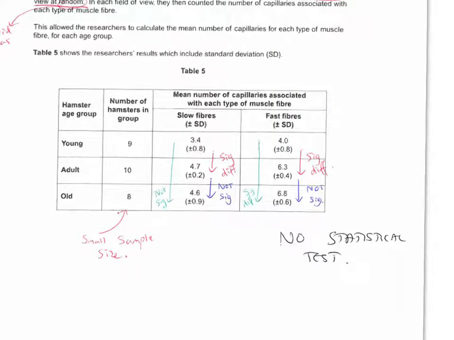Question 4, why is it unethical? Because animals were killed. The next and last question, 5, evaluate the conclusion that age had a significant effect on the mean number of capillaries per fibre. So let's look at what we've got. We can see that we have a significant difference between young and adult for both slow muscle fibres and fast muscle fibres. So when you factor in the standard deviations, we can see that they do not overlap between young and adult for both slow and fast.